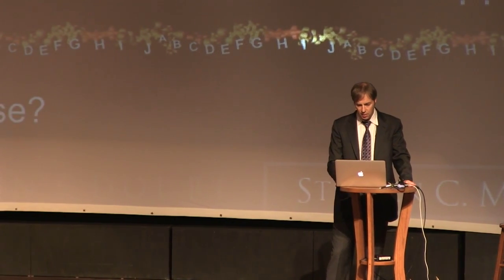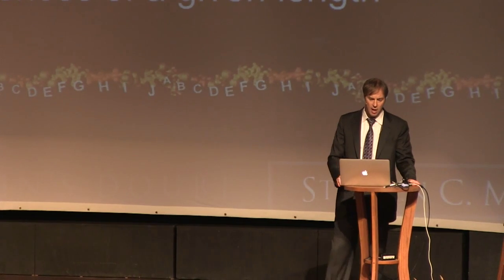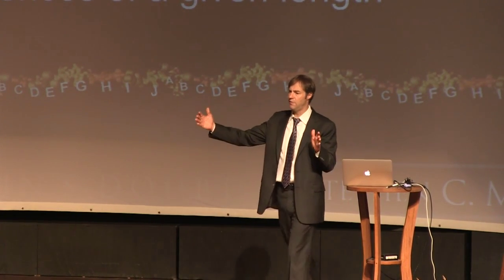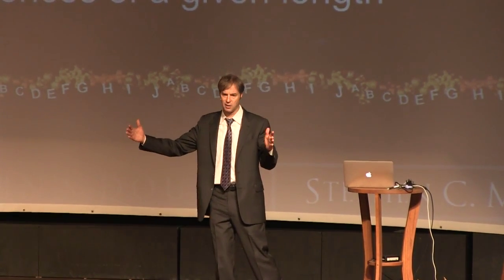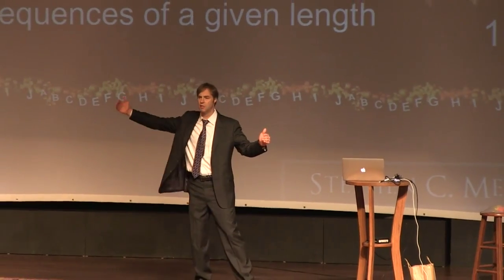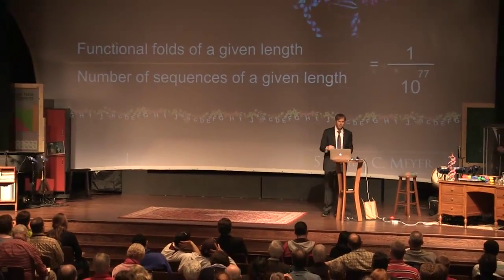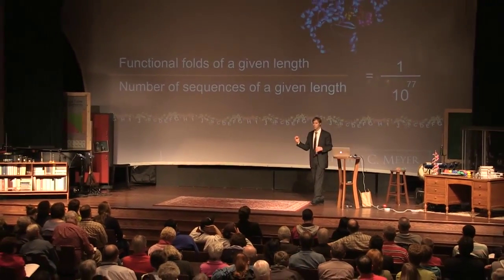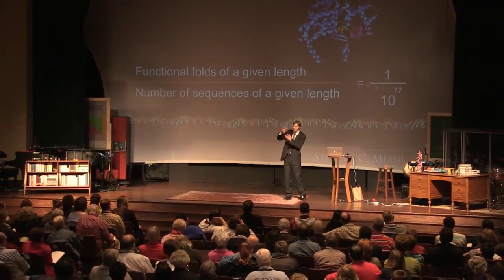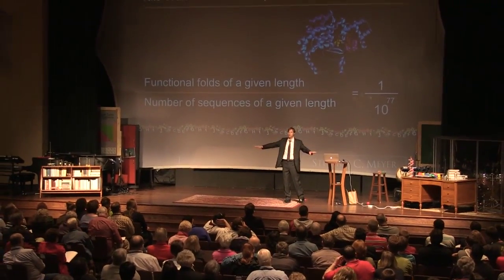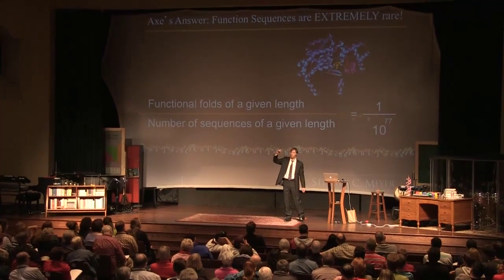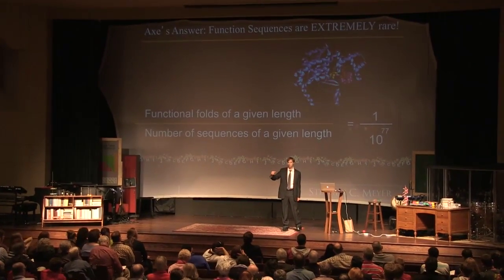And his conclusion was this: for a functional protein of about 150 amino acids in length, which is a modest length protein, most proteins are on average about 300 amino acids in length. For a modest length protein, the ratio of functional folded structures to non-functional gibberish, biological gibberish, was about 1 over 10 to the 77th power.